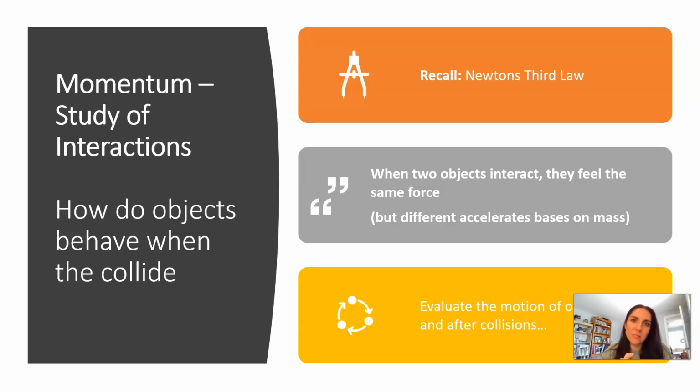Basically, this is the study of interactions, what happens when two things collide. And of course, in physics, when you have a force between two objects, that's an interaction. So just know that connection there. We have two objects, they feel the same force. Remember, they'll behave differently based on their mass. And then we're going to evaluate the motion before and after collisions. But we're not going to evaluate just the motion, it's the momentum, so motion and mass. That's another important feature of this.